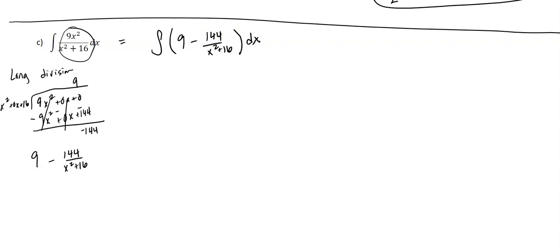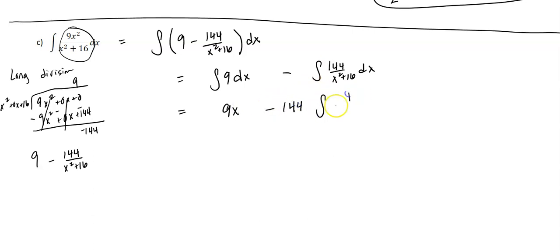And of course, the first thing I want to do is break it into two integrals. So I'll have the integral of 9 dx minus the integral of 144 over x squared plus 16 dx. I can go ahead and actually evaluate this. This is 9x. That one's pretty easy. I'm going to bring the 144 out and have the integral of 1 over x squared plus 16 dx. And we actually already looked at this one.